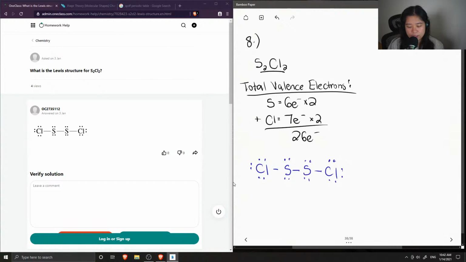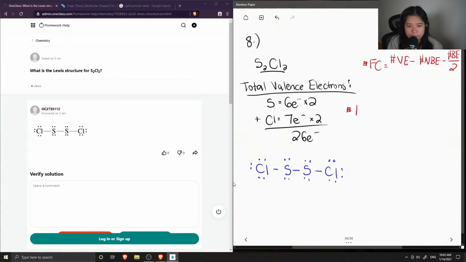Okay, so now we have our total of 26 valence electrons. And let's calculate the formal charge of our atoms, sorry. So the equation for formal charge is equal to the number of valence electrons minus the number of non-bonding electrons minus the number of bonding electrons divided by 2.